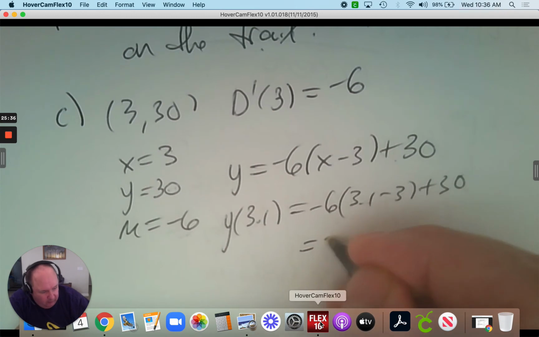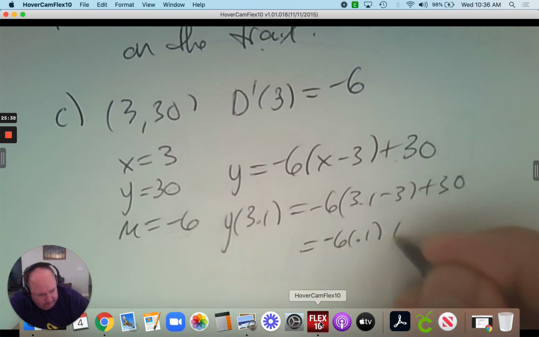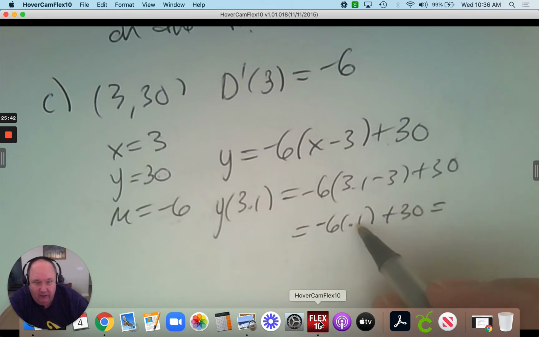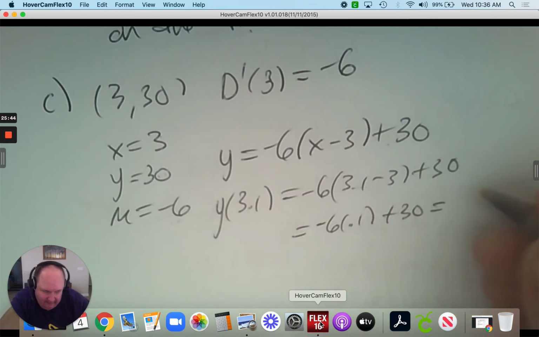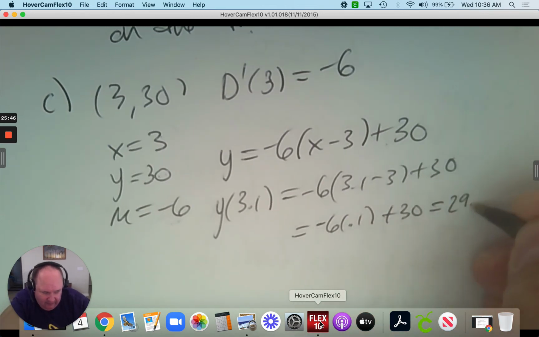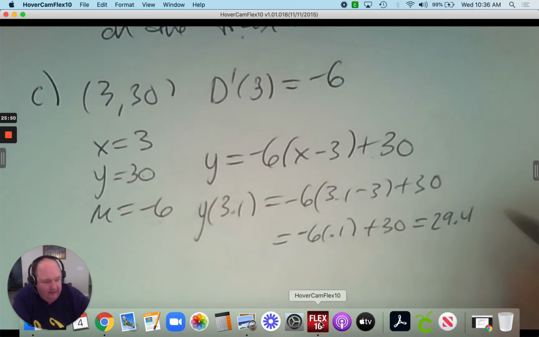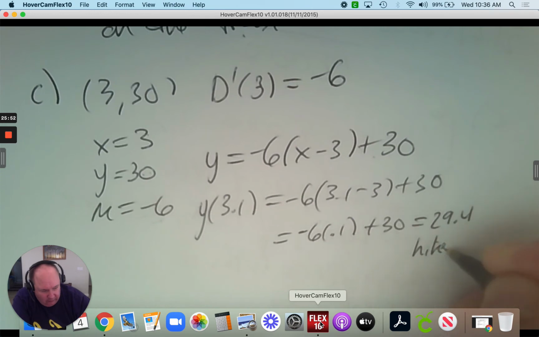So that's 0.1. So what's 30 take away 0.6? Think of money again. So that'd be 29.4, right? Double checking. And then that's hikers per mile.